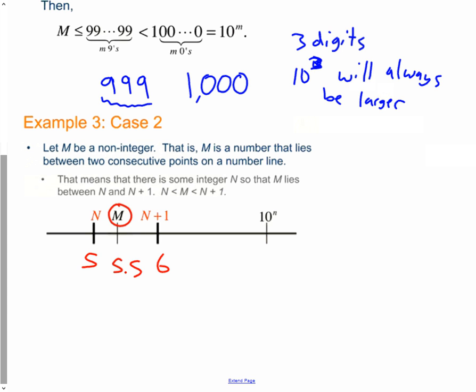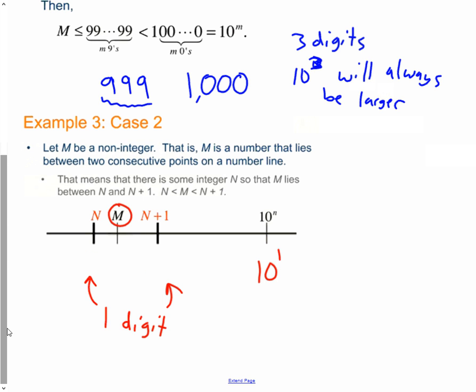Now if you did 10 to the 5th power, or lowercase n, there's only one digit. Let's do 10 to the 1st power, because we're dealing with 1-digit numbers. It will always be bigger. It's just 10. 10 is always bigger than 5 or 6. We could change that up.